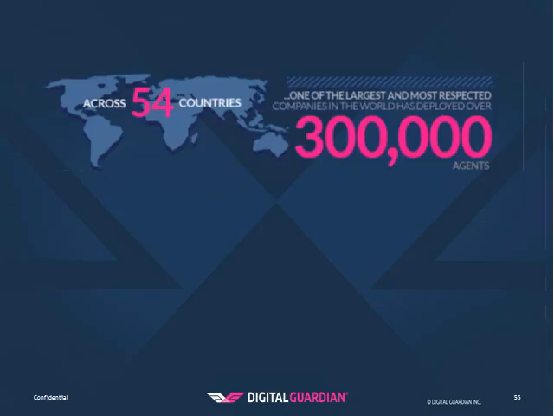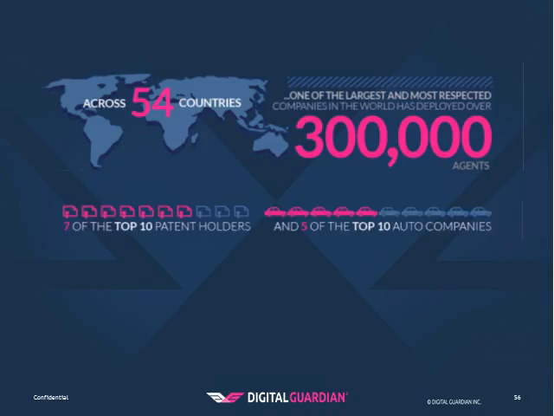In terms of where we operate, we are currently in 54 countries across the globe, and one of our largest customers out there has over 300,000 agents that they leverage on the Digital Guardian platform to protect their data across a variety of use cases. We handle SMB, we handle Global 2000, Fortune 100, a broad cross-section of companies. And a couple of stats here: 7 of the top 10 patent holders in the world are currently Digital Guardian customers, and 5 of the top 10 auto companies are also Digital Guardian customers. So again, this speaks to the breadth of who we cover in terms of market share out there.